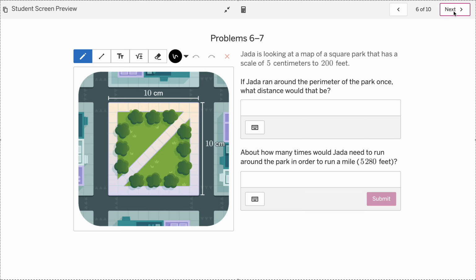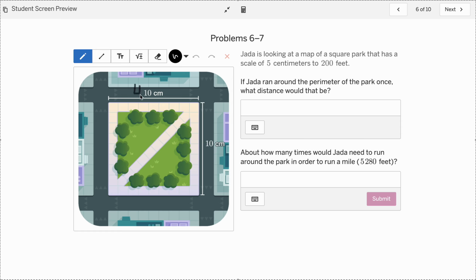Okay, problem 6 and 7. So same scale, 5 centimeters to 200 feet. If Jada ran around the perimeter of the park once, what distance would that be? Well, one side of the park we already decided was how many feet. If 5 centimeters is 200 feet, how many feet are 10 centimeters?